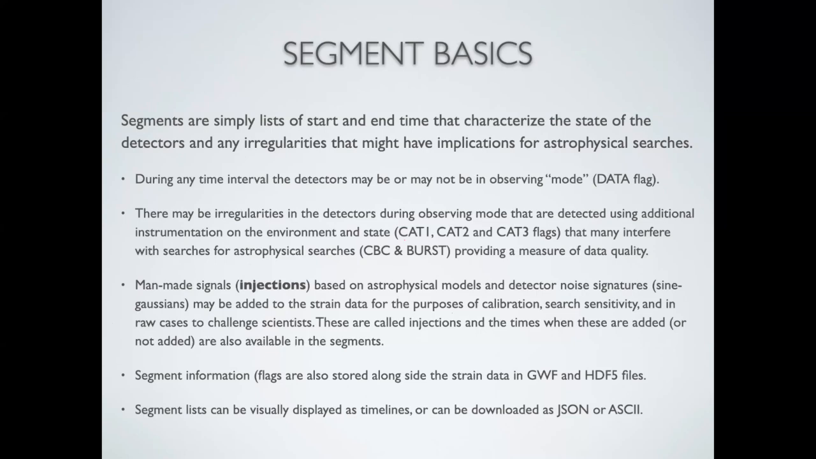You can get the segment information when you download the GWF or HDF5 file. They're actually in there with the strain data. But you can visualize it or download them separately, but the files themselves also have that information. And when you are working with the segments on the website, you can display them graphically as timelines. You can download the segments in either JSON or ASCII, whichever one you prefer.